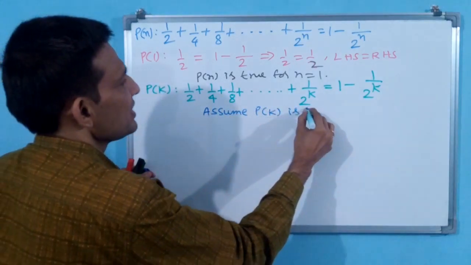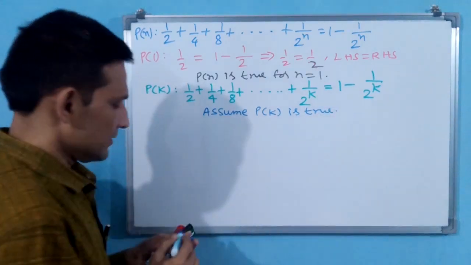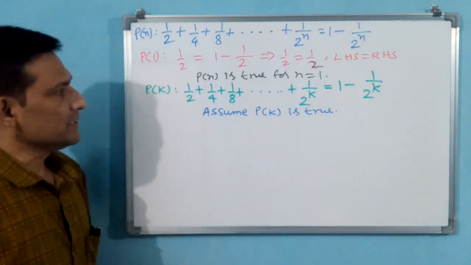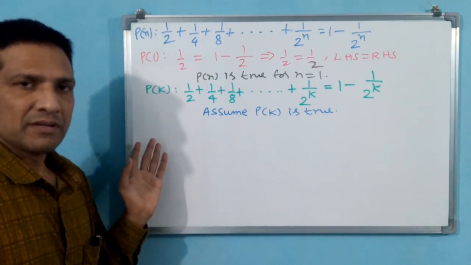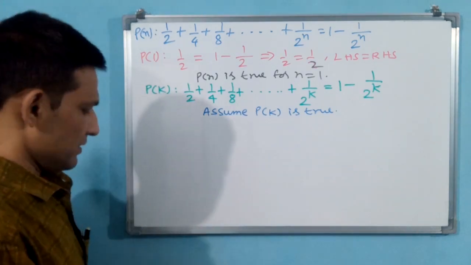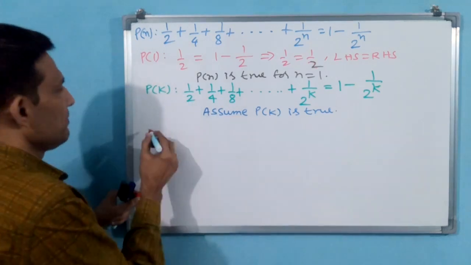Assume P of k is true. Okay? This is up to P(k) story. Next step is P of k plus 1. Write down P of k plus 1.